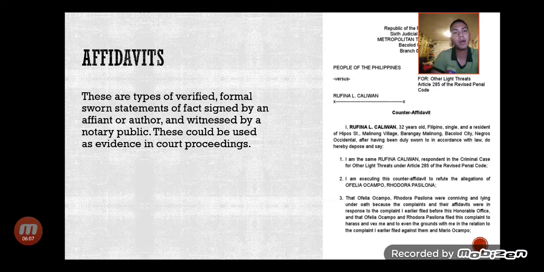These are types of verified formal sworn statements of fact signed by an affiant or author. Affiant means the one who executes the affidavit, and witnessed by a notary public. This could be used as evidence in court proceedings. So simply, ang affidavits are formal sworn claims or statements executed in writing. A person that swears and executes the affidavit is called the affiant, as I have said earlier. So the affiant, in order to formally execute the affidavit, must also present himself to a notary public.